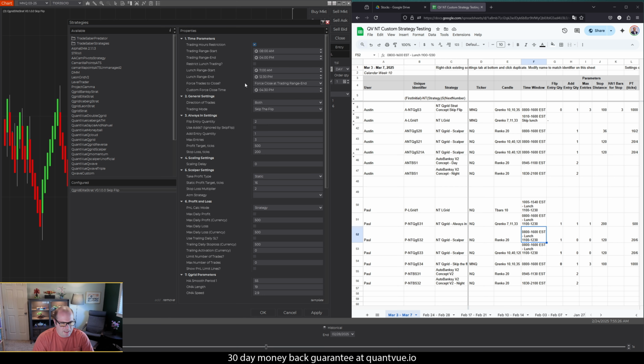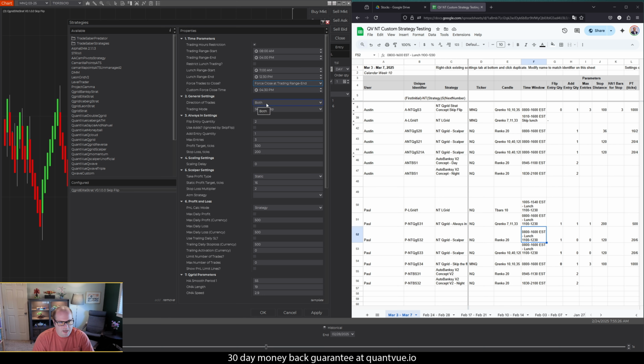Next, I use force close at trading range end. What that does is it's going to kick you out of your trade at the end of your trading range. In this case, it's 4 p.m. The other thing that you can do is don't force close, in which case you would be responsible for forcing close if you don't want to hold overnight. And then force close at custom time would kick you out of your trade at whatever time you put into this one. So that's those.